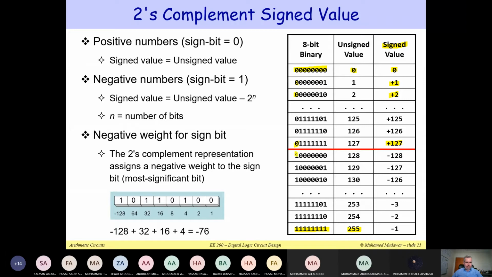But if the most significant bit is 1, you can say that this number is negative. And you can give a negative weight to the sign bit. Here, rather than giving a positive weight, which is 128, because we are dealing only with 8 bits in this example, you can say that the weight of the sign bit is negative. So here it will be negative 128. So this will be negative 128 plus zeros. This will be minus 128.